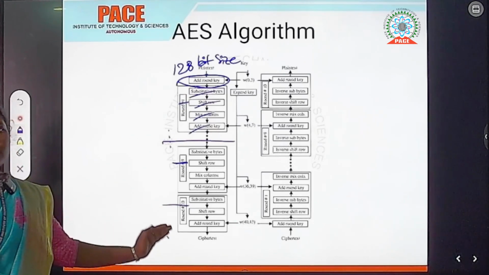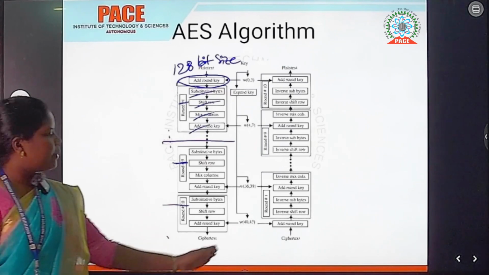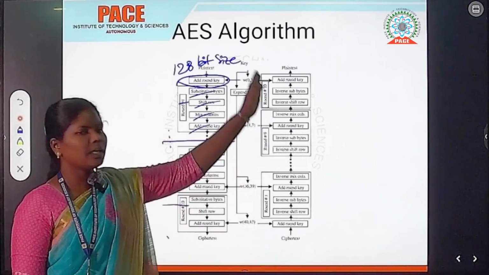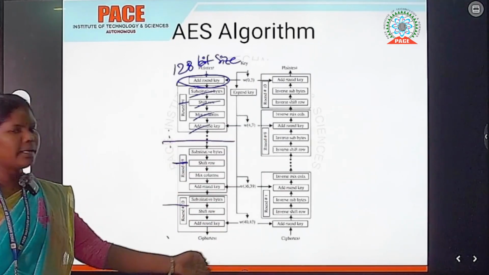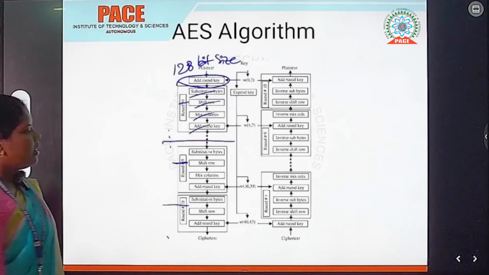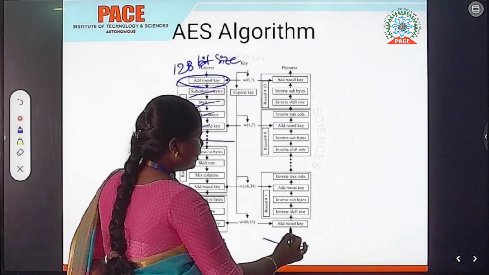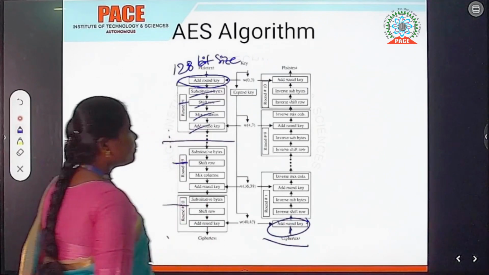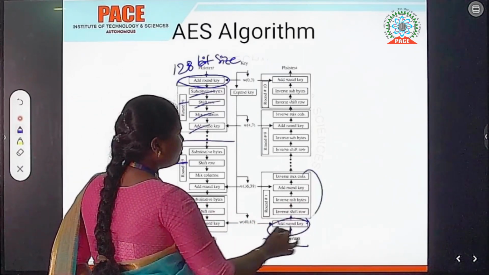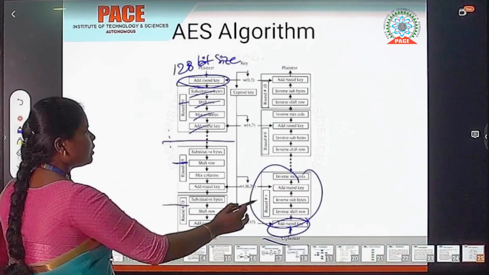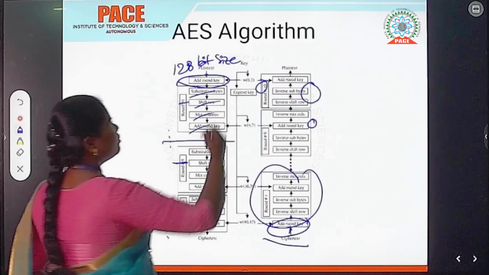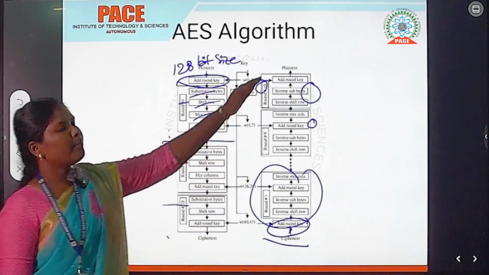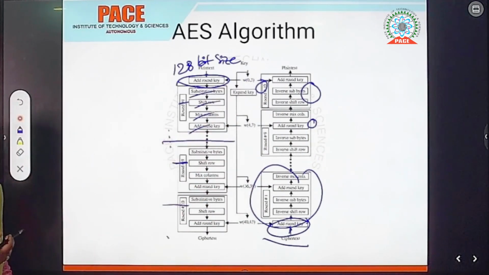Again, this ciphertext goes to the decryption algorithm, which reverses the encryption process. The ciphertext goes through the round keys, and again we have 4 steps in each round: round 1, round 2, round 3, up to the ninth round and the 10th round. Finally, we get the plain text. That is how the AES algorithm performs the encryption and decryption process.